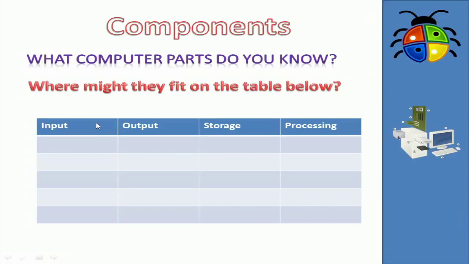So we have input devices, output devices, storage devices or storage medium, and processing. So start by thinking of the things you know and see if you can jog your memory by listing down some of those things.